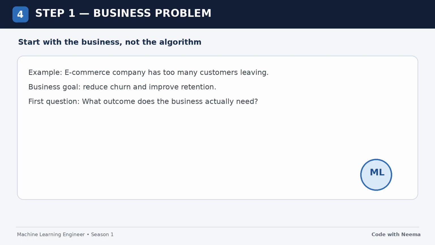The first mistake beginners make is starting with an algorithm. They ask, should I use random forest? Should I use XGBoost? Should I use a neural network? That's not where an ML project starts. It starts with a business problem. For example, imagine an e-commerce company has noticed that many customers are stopping their purchases. The business problem is customers are leaving. Before we build anything, we need to understand why this matters to the business.